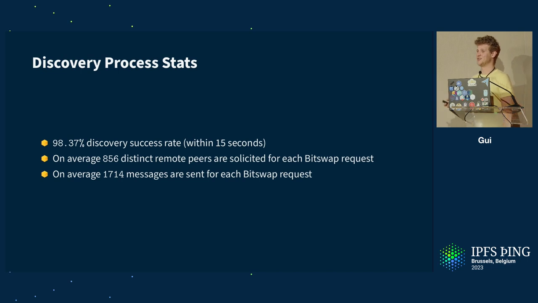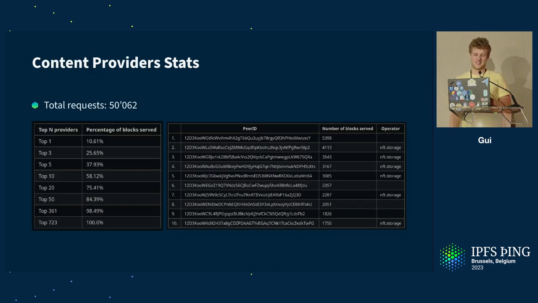However, for each request, Bitswap has to solicit more than 800 peers. That's really a lot. So it means that when you're looking for content, you literally just broadcast, hey, I want this. And sure, it will work, but at what price? And so that's a lot of messages to be sent.